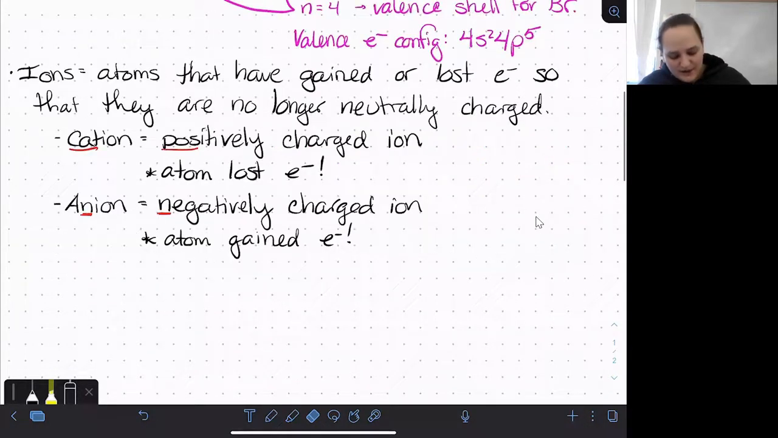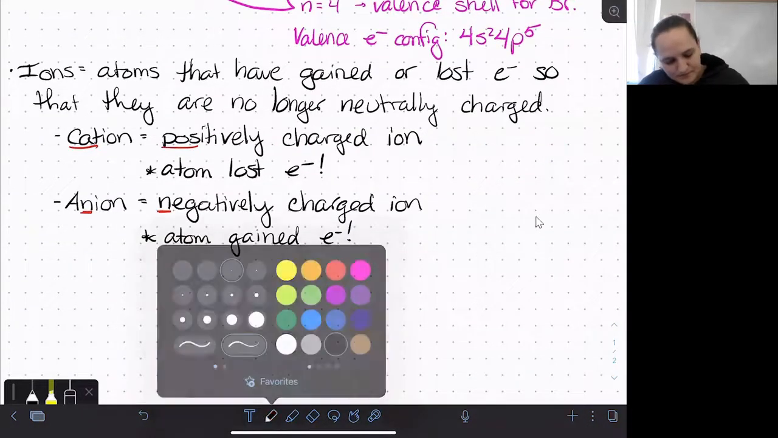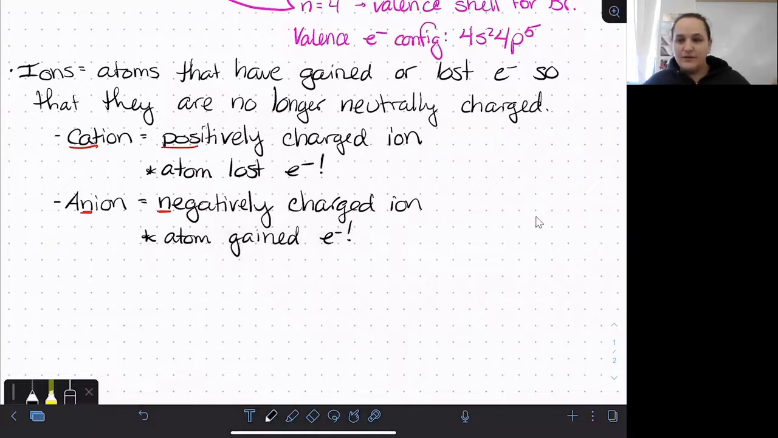So when ions form, we're gaining or losing electrons. So that means it's going to change the electron configuration of the atom. The configuration for an ion is not going to be the same as the neutral atom because we have different numbers of electrons. So there's going to be some difference in the arrangement.